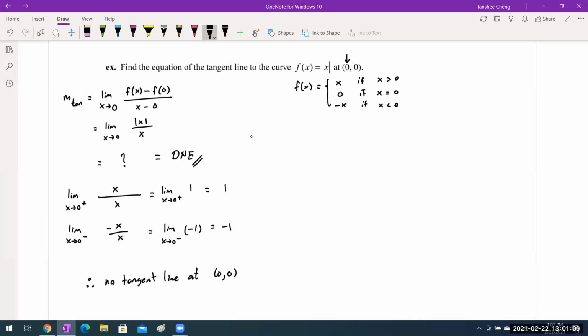Now, if you take a look at this graph, the absolute value of x is a V shape. At 0, 0 right here, that's the origin.